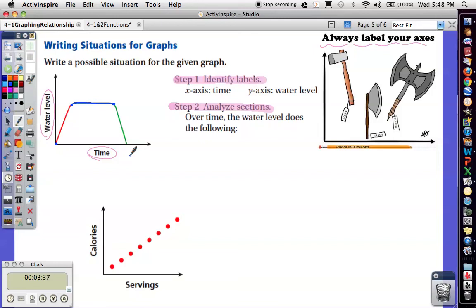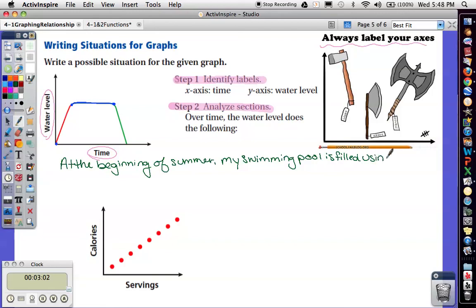You know what? It's October. I'm missing summer. I don't know about you guys. I used to have a pool, but I don't anymore. So if you have a pool, maybe you're thinking back to summer. I'm thinking maybe here at the beginning of summer, my swimming pool is filled using a hose. I'm going to say using a hose only because I slowly am putting in water.